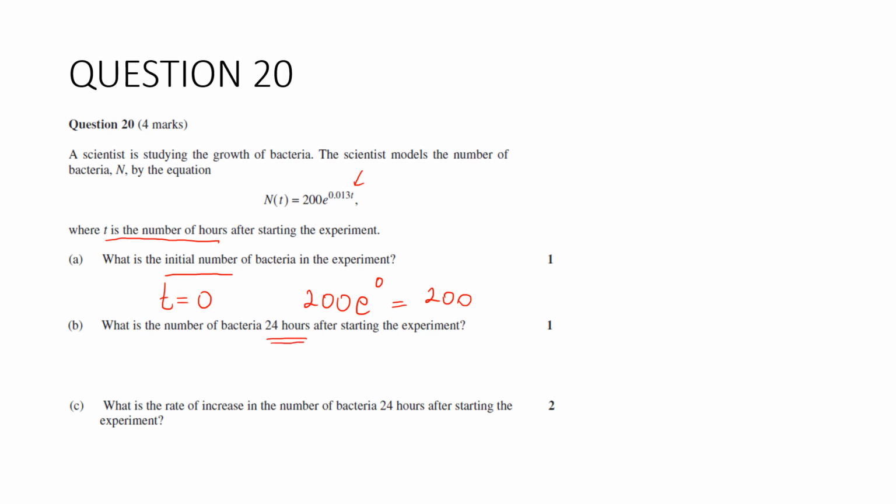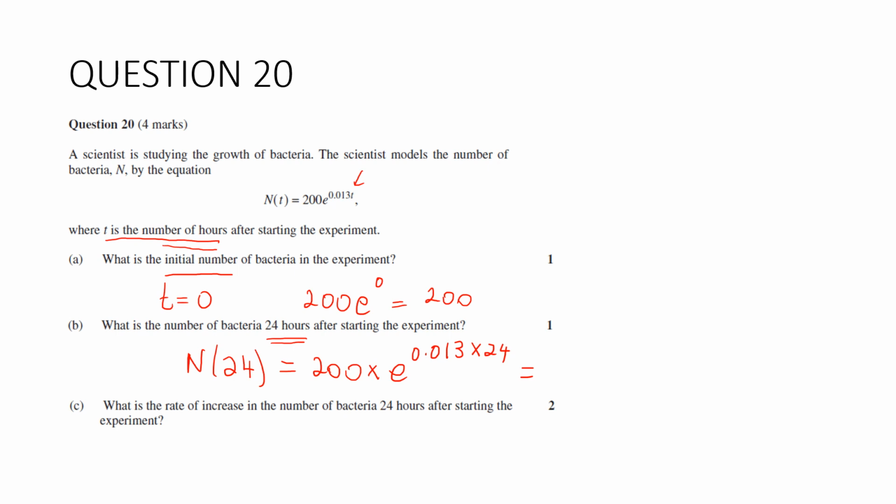I'm just checking my units to make sure they haven't tricked me. So I just want to substitute in t is 24. Nice easy question again. 200 times e to the 0.013 times 24. Putting in the calculator, what do we get? 200 times e to the power of 0.013 times 24 is 273.